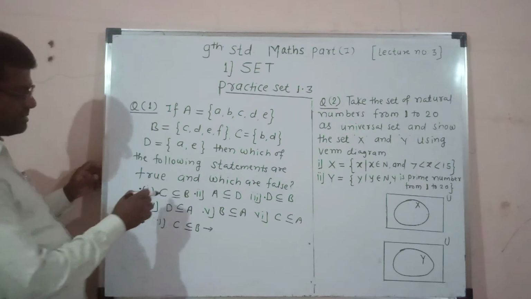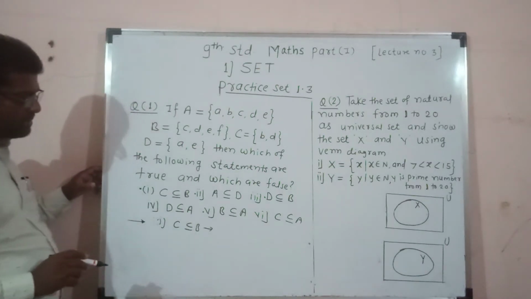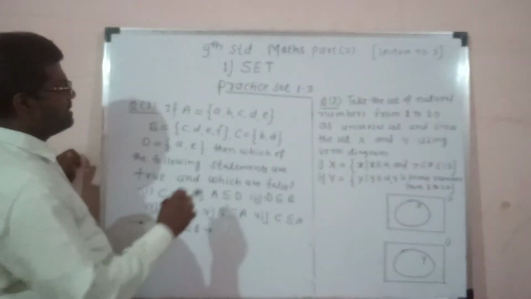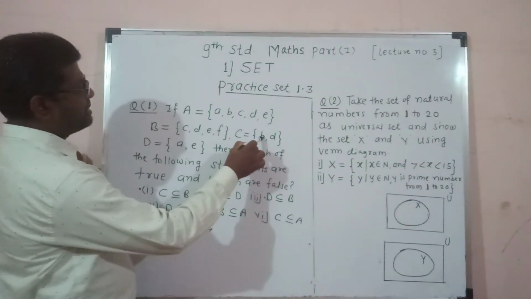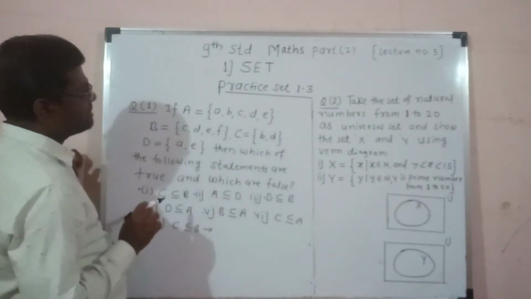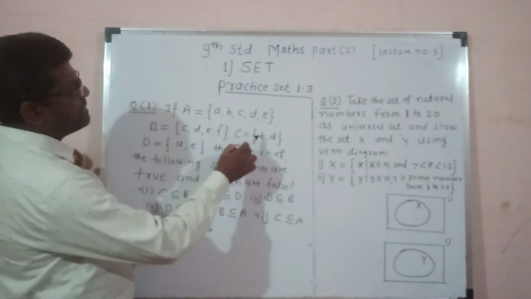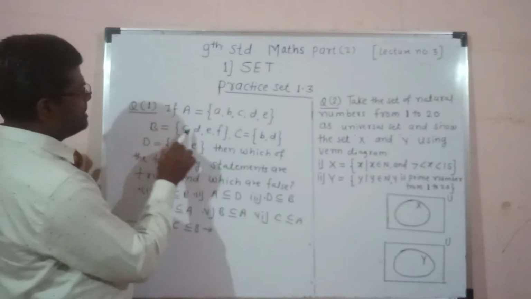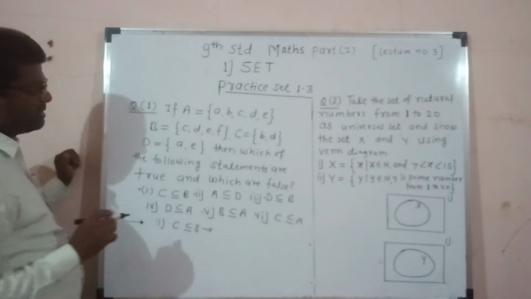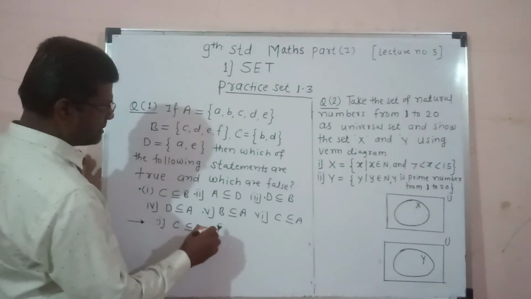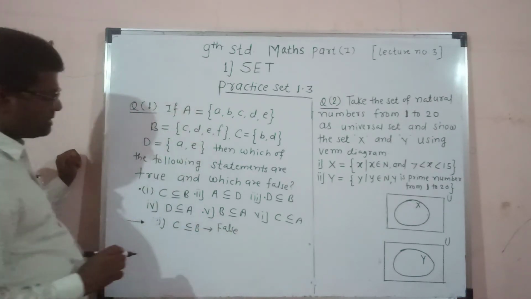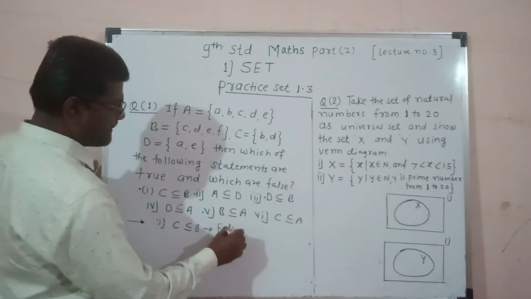Number 1, set C is a subset of set B. Look at the elements in set C and set B. Here the element B of set C is not an element in set B. Therefore, all the elements of set C are not in set B. Therefore, this statement is false.